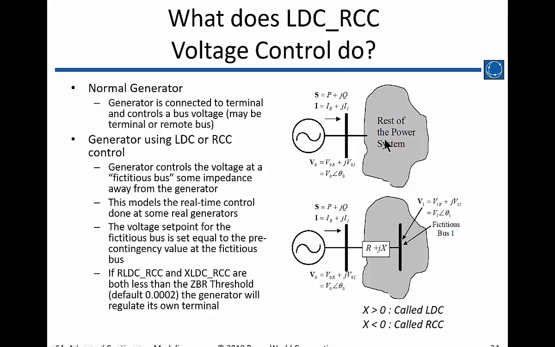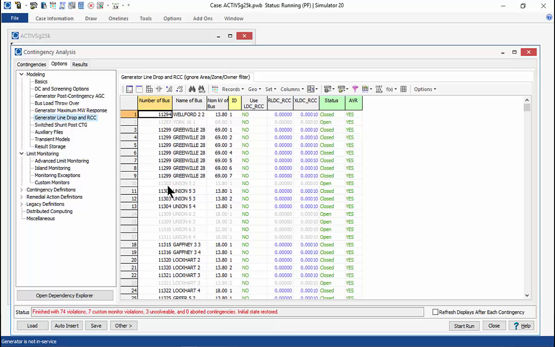So this is how it's depicted graphically, with a little 1-line diagram with a cloud representing the rest of the power system. So we have a generator, its terminal bus, and it can regulate that terminal bus. It can regulate a remote bus, or it can regulate some fictitious point that's out into the network at an impedance of R plus jX, where R and X are the values that you enter in the table right here. J meaning the imaginary number unit value.